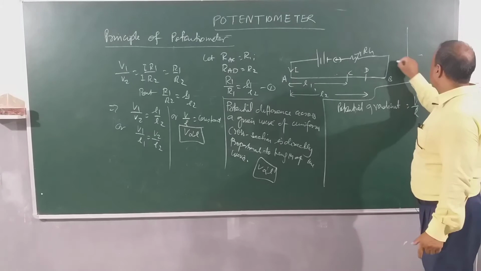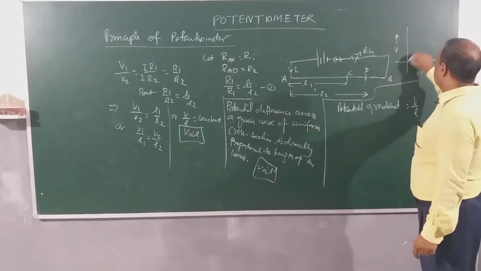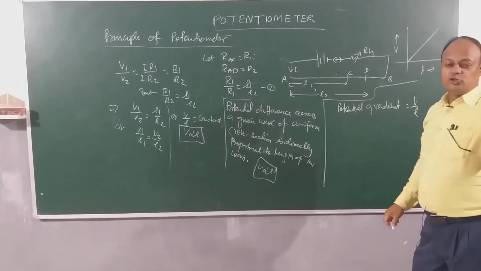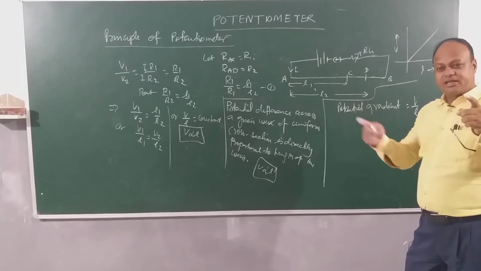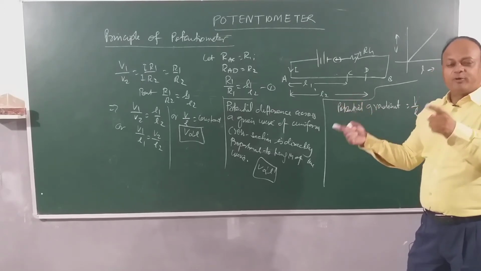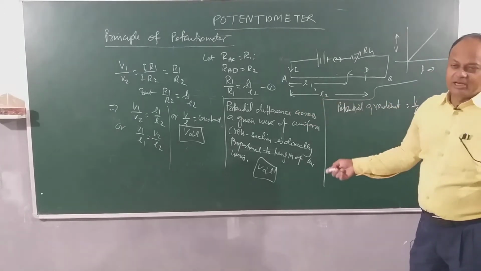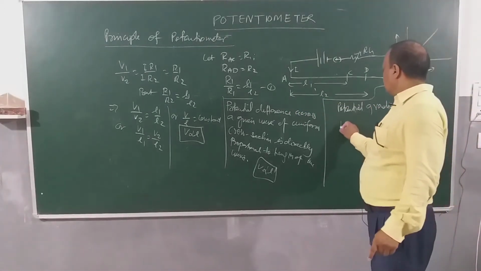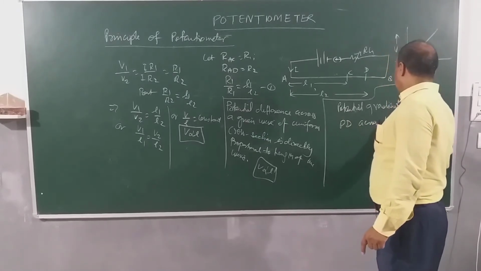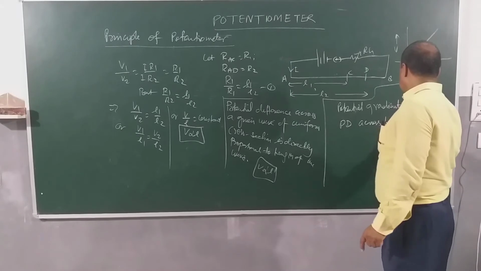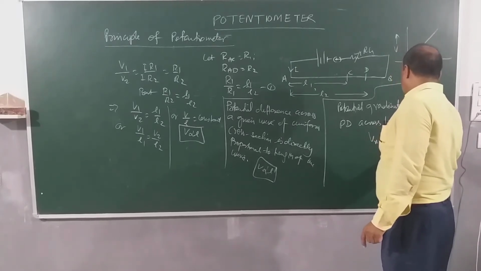If I draw a graph, this is V and this is L. This is the graph, a linear relation. Unitary method you can use. Like if 1.5 meter has potential difference 0.8 volts, then 2 meter will have what? You can compare V1 by L1 is equal to V2 by L2. So from here we get potential difference across length x, Vx is equal to V by L, potential gradient into x.